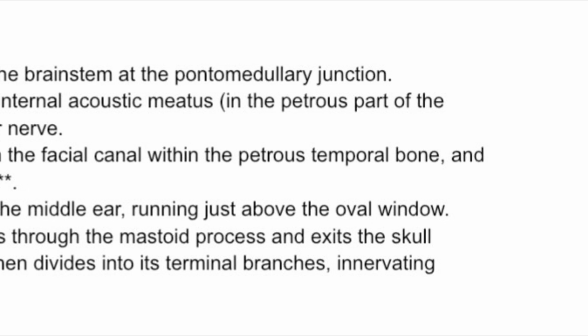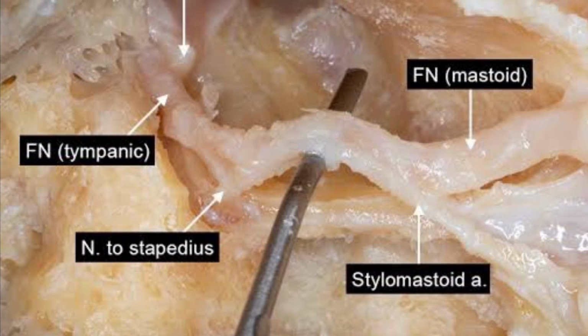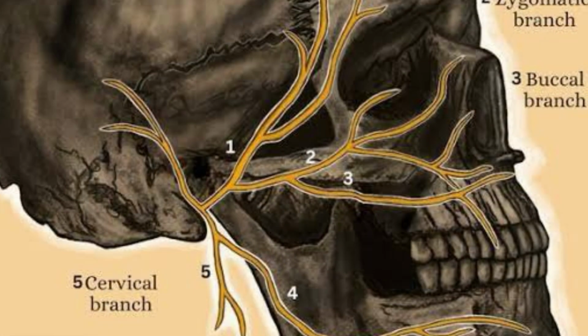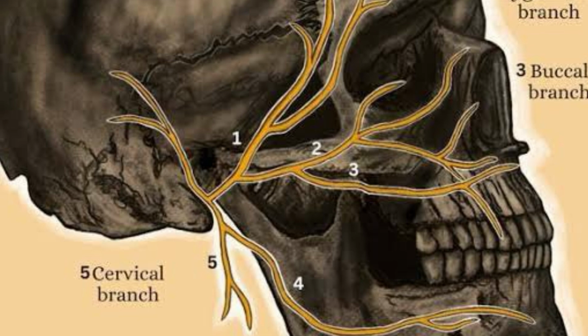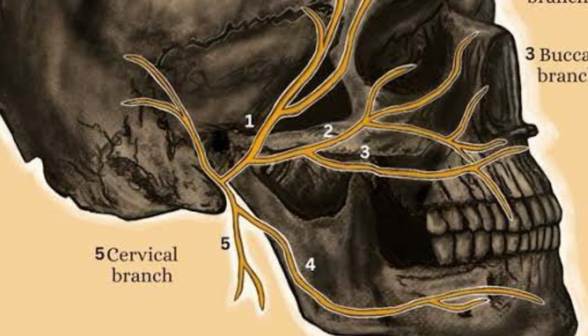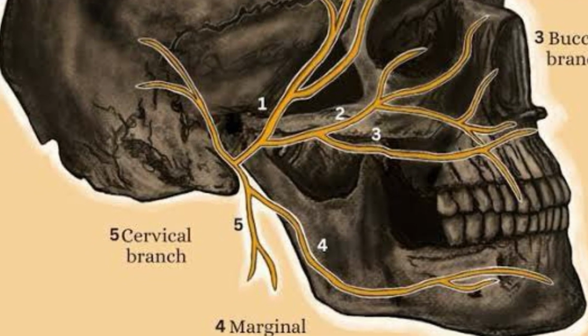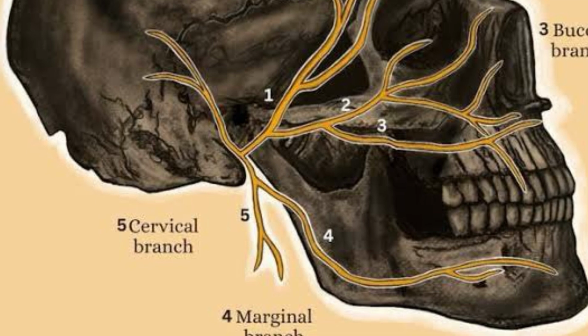Then, in the tympanic segment, the facial nerve runs through the middle ear just above the oval window. Finally, the mastoid segment exits the skull via the stylomastoid foramen and branches to innervate facial muscles and glands. This normal pathway is essential for understanding deviations or anomalies in its course.